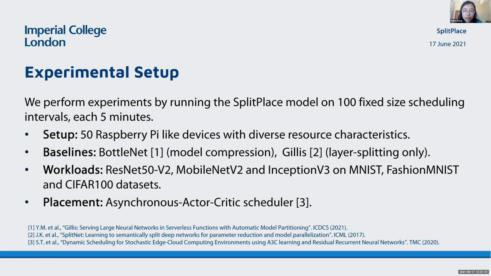I see. So the multi-armed bandit is for choosing between the two ways of splitting. Exactly. And how often will it switch between different decisions, very often?